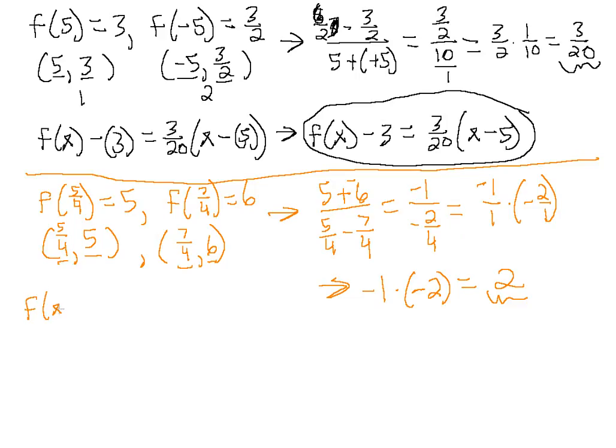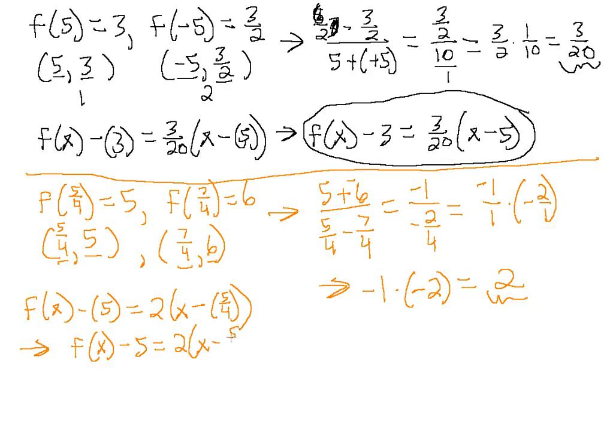So we have f of x. Let's go ahead and use this one. So we have f of x naught, which is 5, minus 5, equals our slope, which is 2, times x minus x naught, which is 5 over 4. Let's go ahead and evaluate the parentheses that we plugged in. This is just simply minus 5 equals 2 times x minus 5 over 4. And that's our linear function in point slope form.